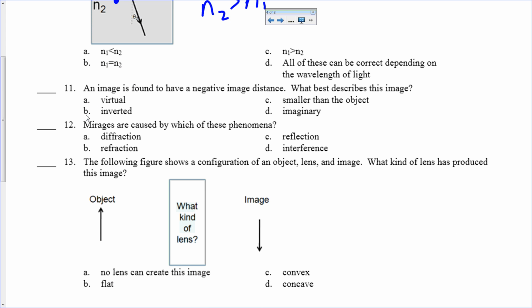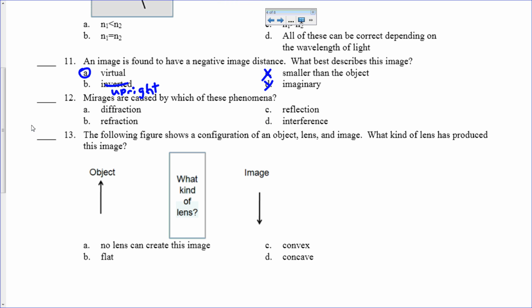Image is found to have a negative image distance. What best describes it? Okay, negative image distance means that it's virtual. If it's negative image distance, that means that it's upright. If it's a single element, like a single lens or mirror, it could mean that it's smaller, but not necessarily. And imaginary, that's not really anything to do with images. Mirages are caused by which of these phenomena? Remember, it looks like reflection, but it's actually caused by refraction.